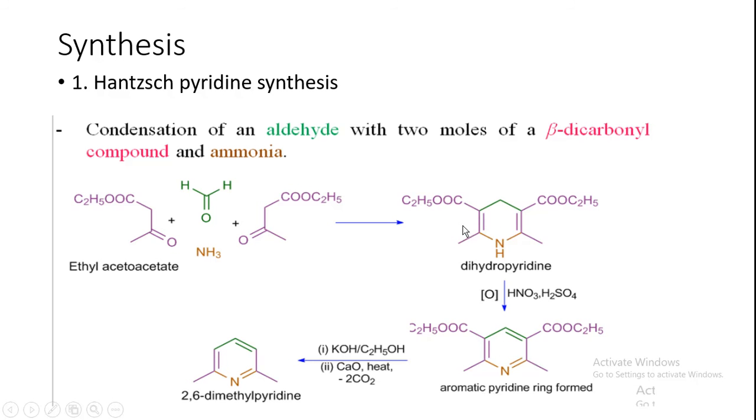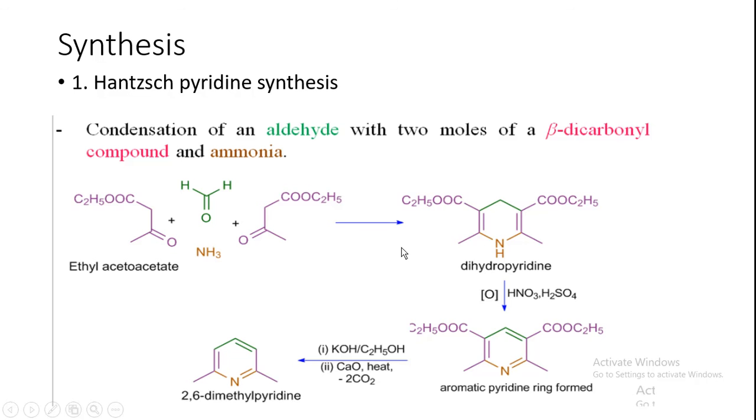The dihydropyridine was not aromatic, but now it is aromatic. It follows 4n plus 2 pi electrons, as well as alternating single and double bonds. So next, in the presence of potassium hydroxide with ethanol as solvent, you then treat that with calcium oxide, which will cause removal of 2 carbon dioxide. It means from this part, carbon dioxide will be removed, and ultimately you will get 2,6-dimethyl pyridine. So this is the Hantzsch pyridine synthesis.